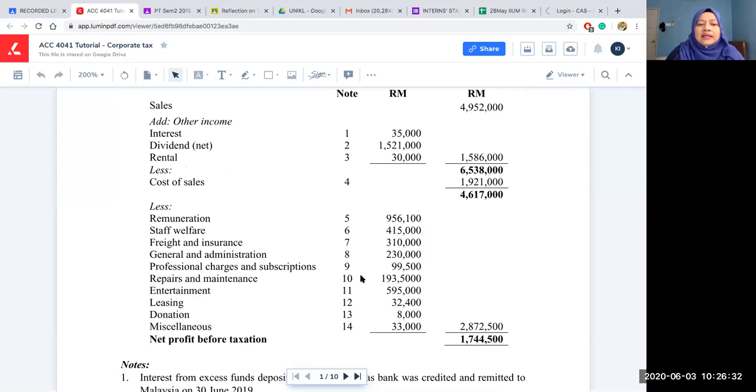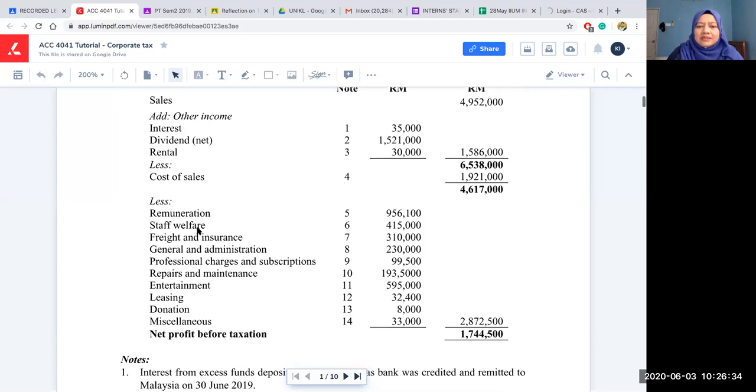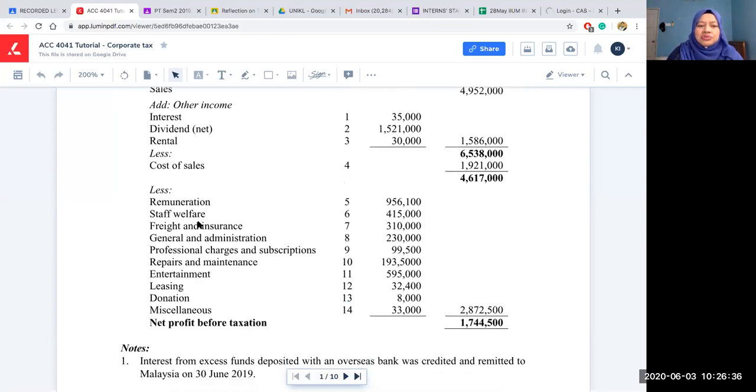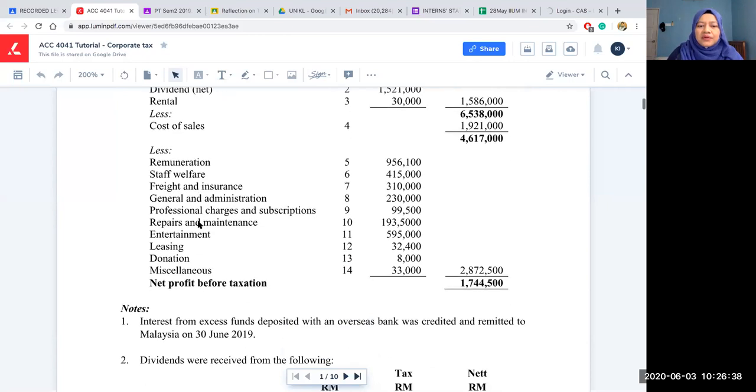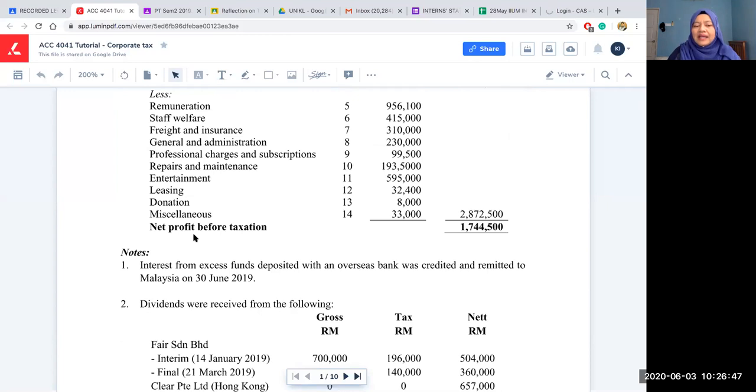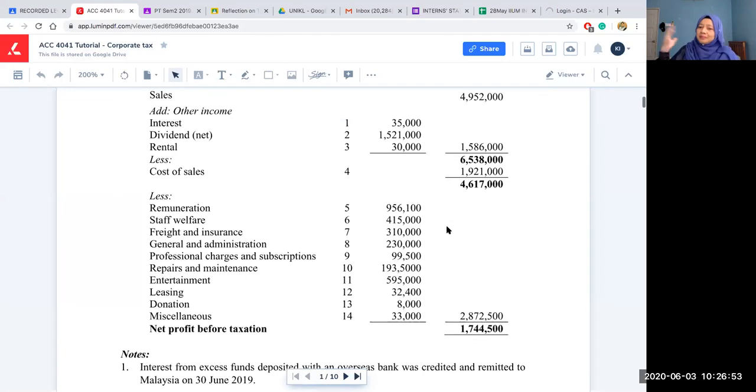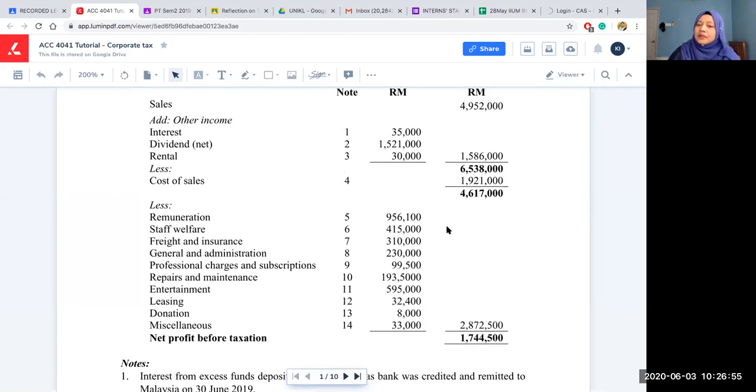And then you have remuneration, staff welfare expenses, freight and insurance, general administration, professional charges and subscriptions, repairs and maintenance, entertainment, leasing, donation and miscellaneous, and at the end you have a net profit before taxation of 1.7 million. Right, so if you still remember in the previous example, when I showed you the final exam of the previous semester, we only have a few lines.